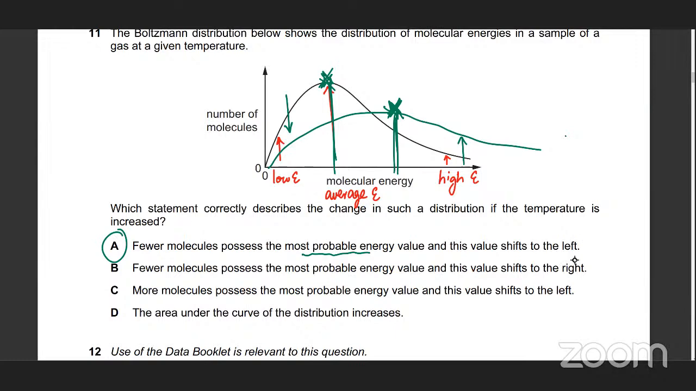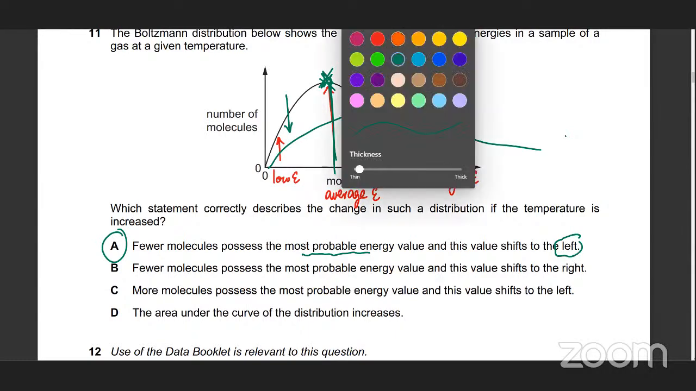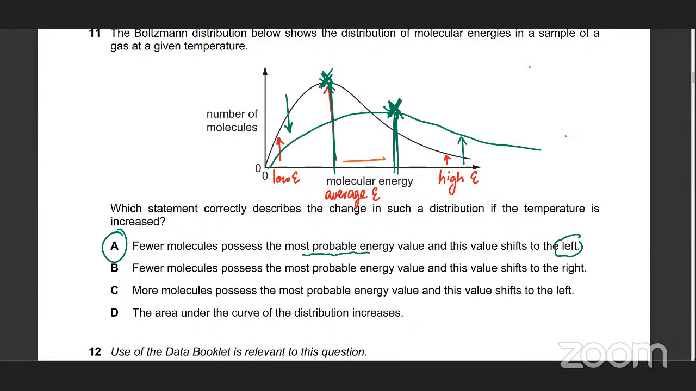Just a left likha hua hai. That's incorrect, because the most probable energy value is shifting to the right, which makes A wrong actually. Okay, is this clear? Yes, sir. Yes, sir.